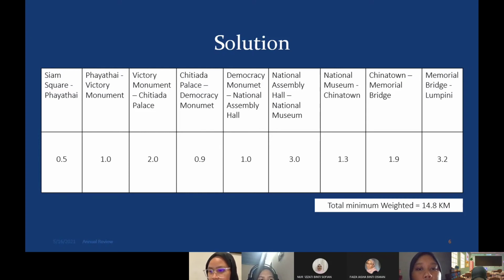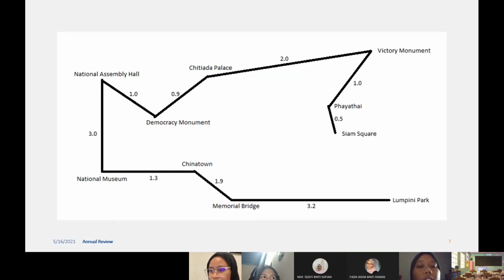Democracy Monument to National Assembly Hall is 1.0. From National Assembly Hall to National Museum is 3.0. From National Museum to Chinatown is 1.3. Chinatown to Memorial Bridge is 1.9. And lastly, Memorial Bridge to Lumpini Park is 3.2. Then when we calculate the sum of all of these routes, it results in a total minimum weight of 14.8 kilometers.